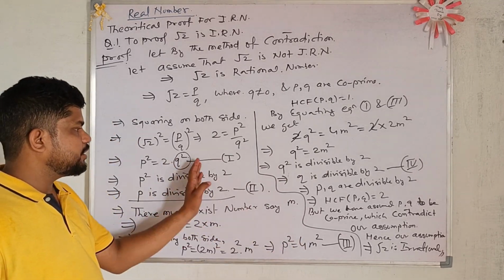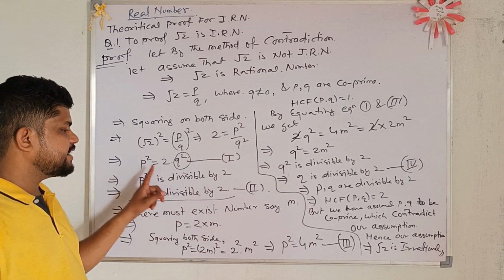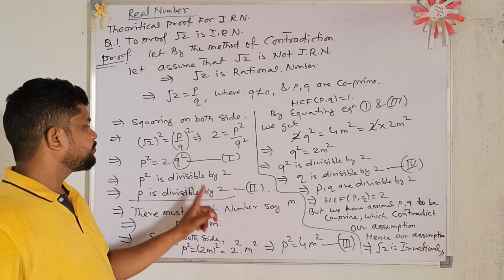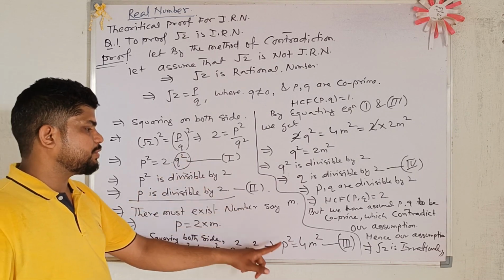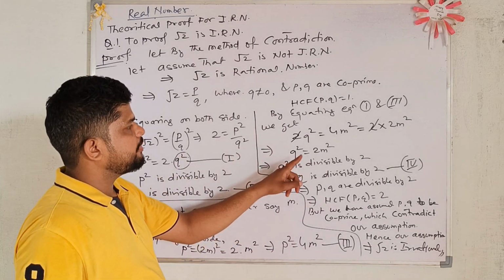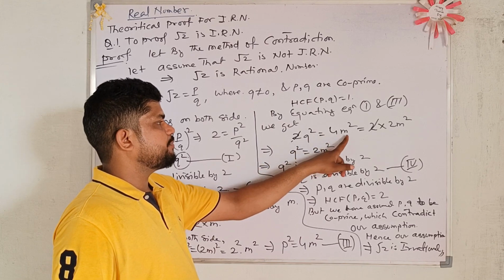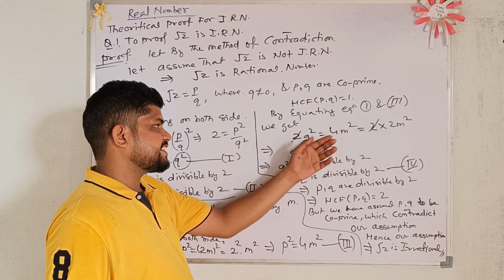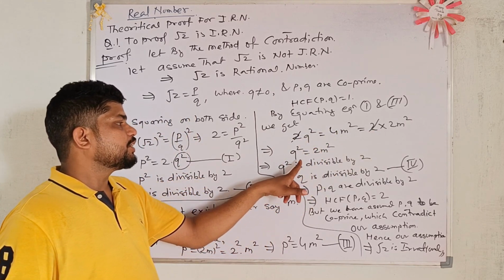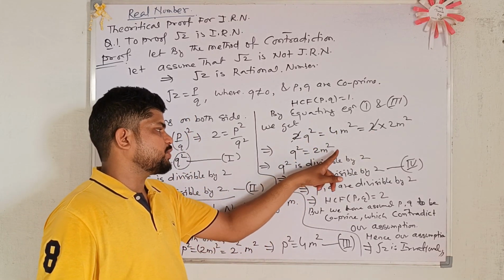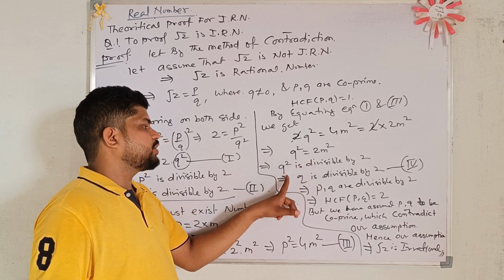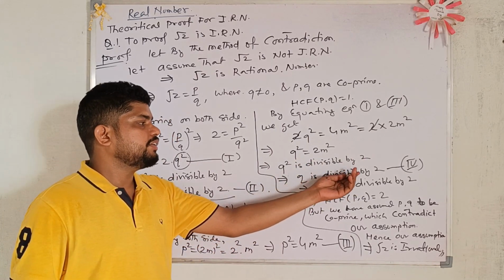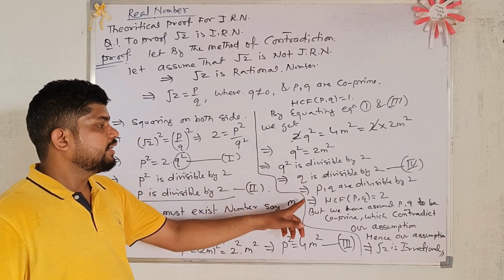Since in both equations the left hand side is equal, the right hand sides are equal, so 2q square will be equal to 4m square. Here I have written 2q square is equal to 4m square. In this, take out the 4 common and cancel out. You will get q square is equal to 2m square. This shows that q square is divisible by 2. So this implies that q is divisible by 2 by the lemma.